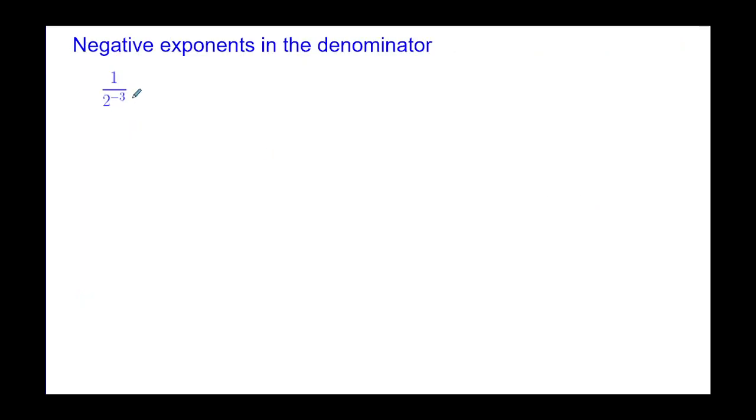We already talked about this, negative exponents in the denominator. Again, just as a reminder, there's the whole power. The exponent is negative. We're just going to move that from the denominator into the numerator. So we get 2 cubed.